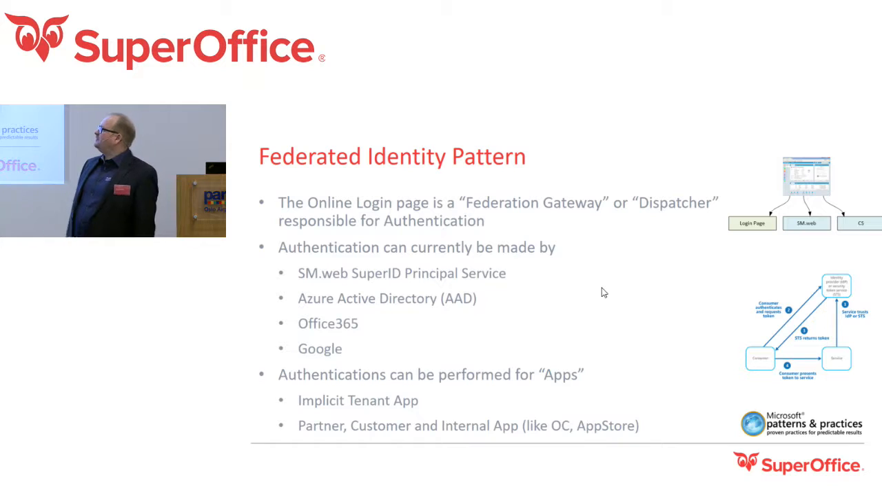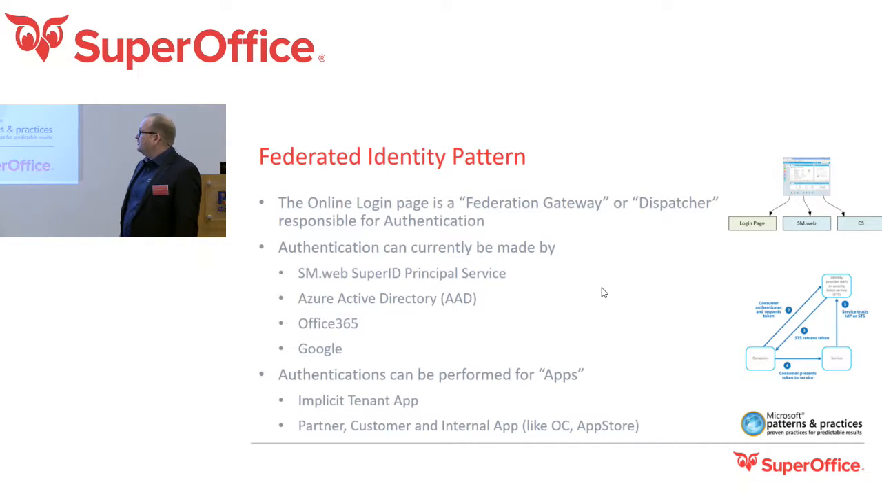Office 365 and Google have been around for a while. Some customers have their documents here, and they authenticate with that. At the login page, when you enter your email address, we figure out how we can authenticate you, and give you those options so you can actually authenticate. We are authenticating both for our CRM client, and also for partners or apps.